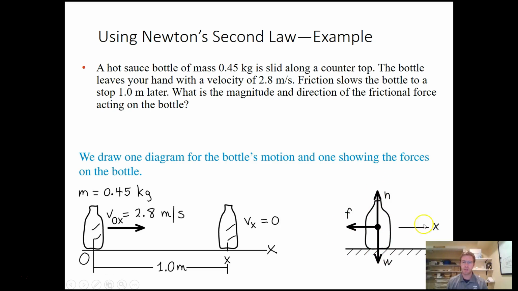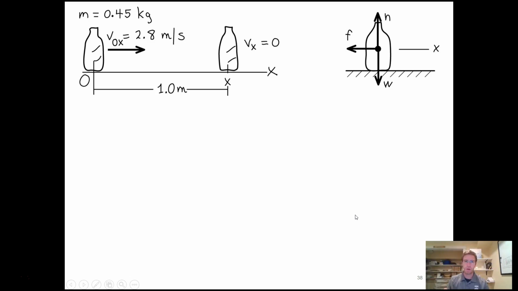So in the y direction, it's in equilibrium. But in the x direction, the only force is friction in the negative direction, and that's what we want to find. And so if we go to solve this, we know that the net force equals mass times acceleration. So the force of friction here, F sub F, is equal to mass times acceleration. The problem is I don't know the acceleration. I know mass and I want friction, but I don't know the acceleration. So at first glance, you might be like, oh, bummer, I'm out of luck.